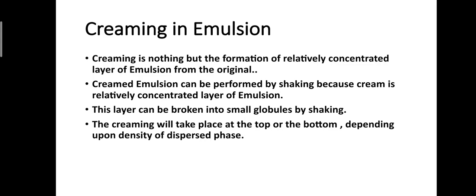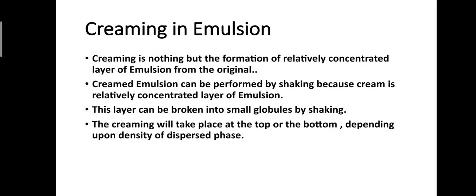Creaming can be reversed by shaking, because cream is a relatively concentrated layer of emulsion, and this layer can be broken into small globules by shaking. The creaming will take place at the top or the bottom depending upon the density of the dispersed phase. Do you understand what creaming in emulsion is? That means the cream layer forms at the upper or lower side of the bottle or container of the emulsion.